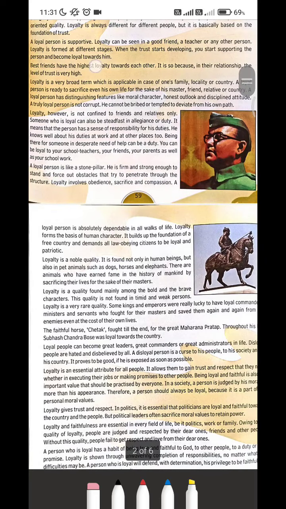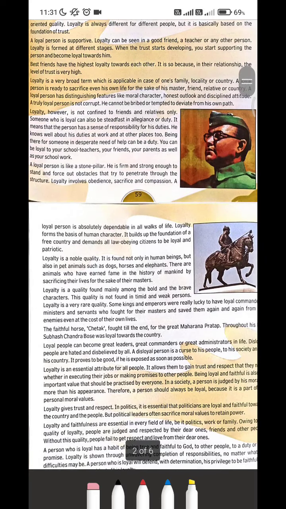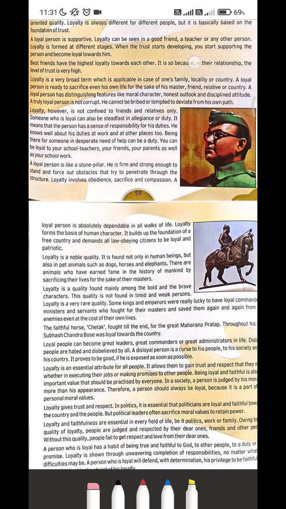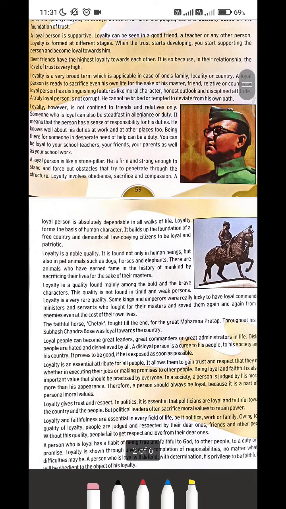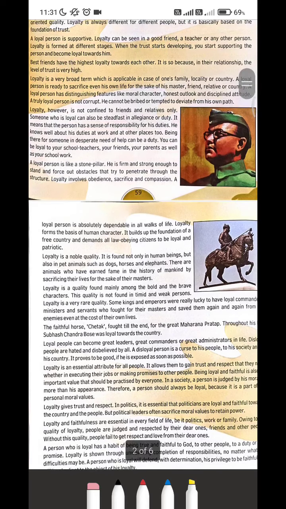Best friends have the highest loyalty towards each other. This is because in their relationship, the level of trust, as I have already told you, students, trust is very important or essential for loyalty. So the level of trust between two best friends is always very high, and this is the reason why a high amount of loyalty can be found. You may have observed that your friend stands by your side in case when you need him or her, whatever the case is. It is because of the high level of trust that you have developed with your best friend.